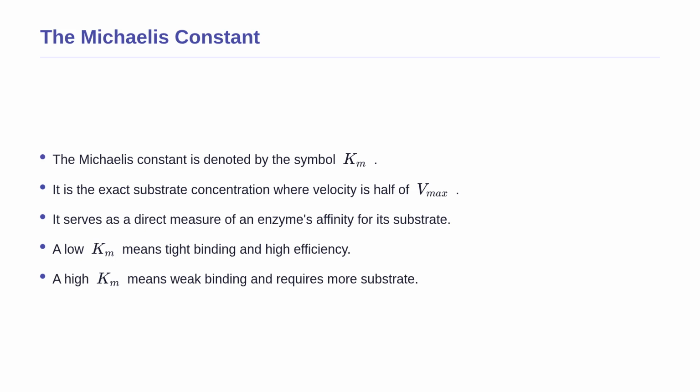Now that we understand the absolute speed limit, we need a way to measure how efficiently the enzyme reaches that limit. This brings us to the Michaelis constant, known as Km. By definition, Km is the exact substrate concentration required for the enzyme to work at exactly half of its maximum speed. It is a direct measure of the enzyme's affinity for its substrate. A low Km means the enzyme binds the substrate very tightly and reaches its maximum speed quickly. Conversely, a high Km means the enzyme binds weakly, requiring a massive amount of substrate just to get going.